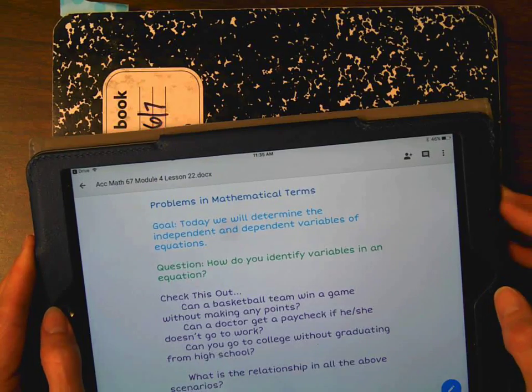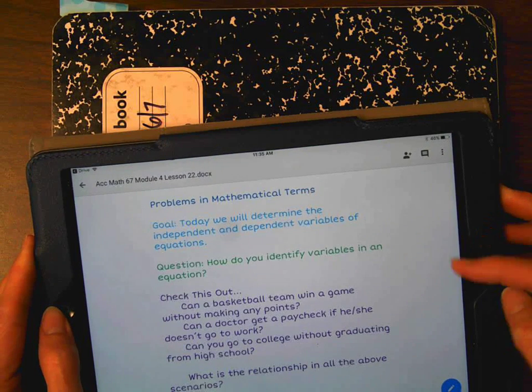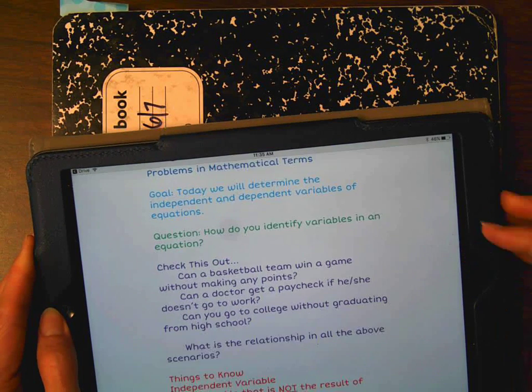Okay, so our goal today: we will determine the independent and dependent variables of equations. The question: how do you identify variables in an equation? So I kind of answered that question with the example of Elizabeth's jewelry, but we'll see what we come up with by the end of the lesson.